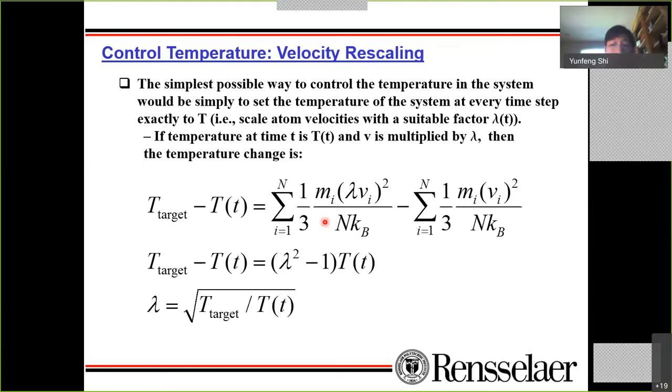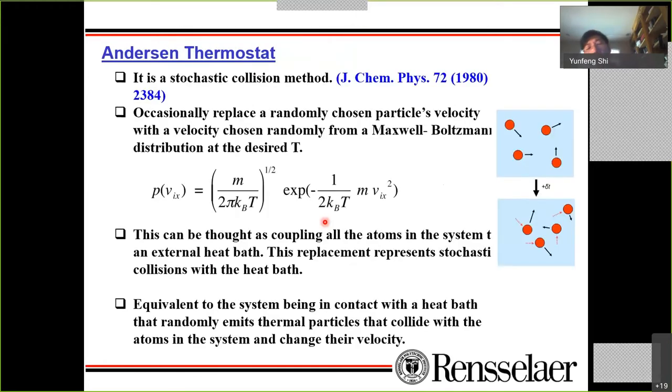Again, the plain vanilla MD controls total energy. The total energy is a constant. The temperature may change, right? So if you want to study constant temperature behavior, you have to do this extra manipulation of the system. So what is a slightly more advanced method? It's called the Andersen thermostat. What is the Andersen thermostat?